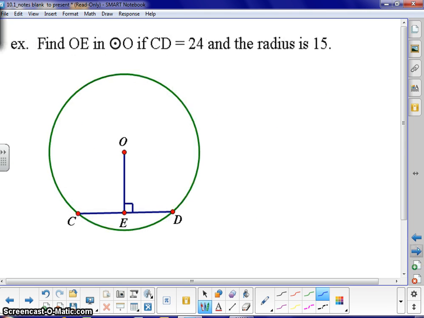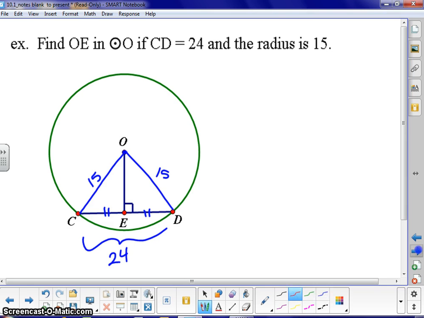Now for some examples. In this first one, we find that OE is in circle O, and CD is 24. So let's go ahead and write that in our picture. If that's 24, and then the radius is 15, that means we could put CO as 15, or we could have OD to be 15. And in this case, we're not going to need both of them. We also know from our previous theorems that OE is going to bisect CD. So I'm going to put little tick marks to show that. And if it is bisected, then we know that each one of them is going to be 12.